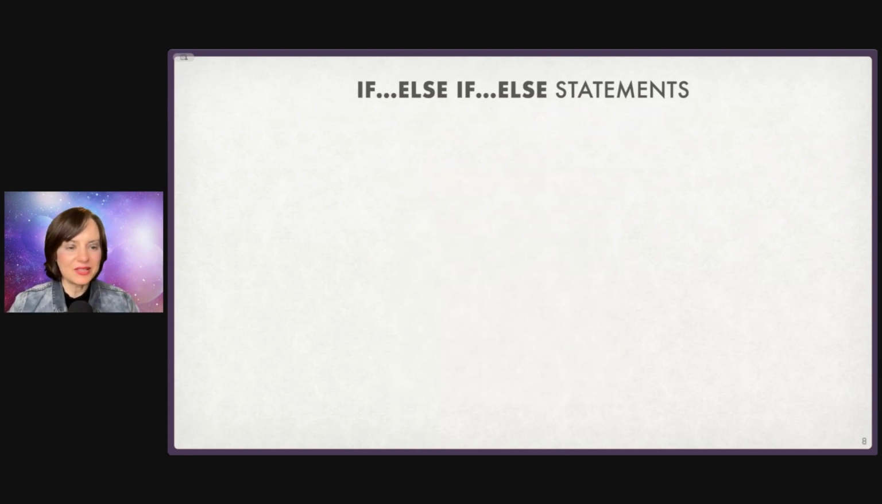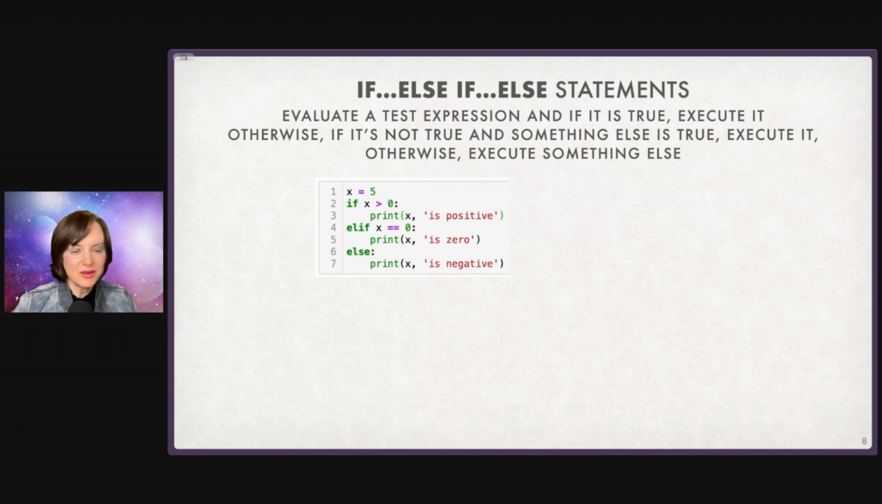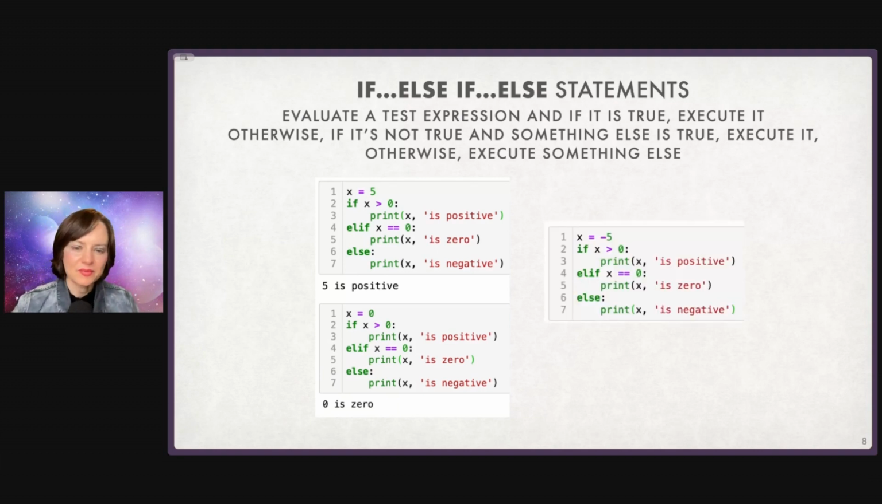Amazing. Let's add something else in here. If, else if, else. So evaluate a test expression. If it's true, execute it. If it's not true and something else is true, execute that. Otherwise, execute something else. So x is 5. If x is greater than 0, print it's positive. If it's equal to 0, print is 0. Otherwise, print is negative. Lo and behold, 5 is positive. We're learning so much about the number 5 in this video. Here's another example. Same setup. 0 is 0. It's hard to think about in some ways. Okay, we do the same thing with -5. Lo and behold, it works.